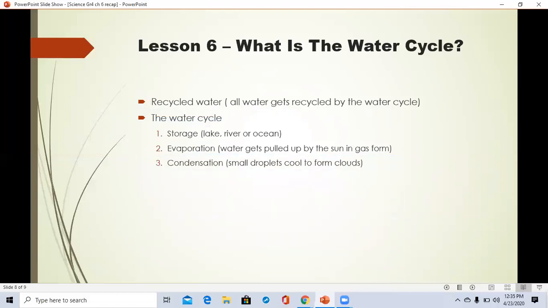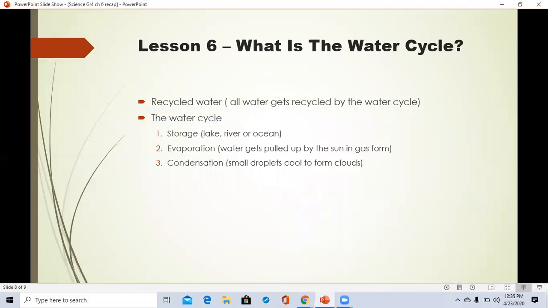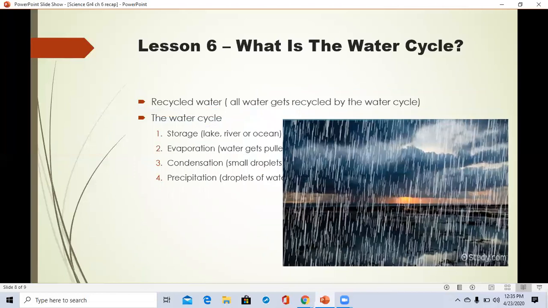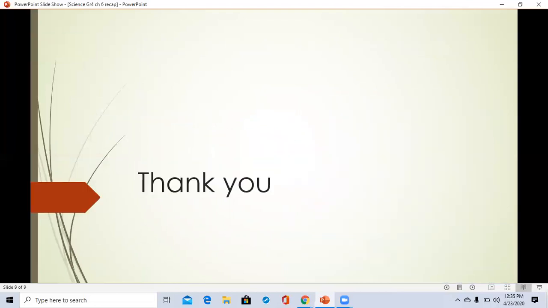The condensation is small droplets of cool water that form in the atmosphere, forming clouds. So that precipitation is when the clouds get heavy enough and then drop their water. That water then runs down to bodies of water, and the cycle then starts all over again.